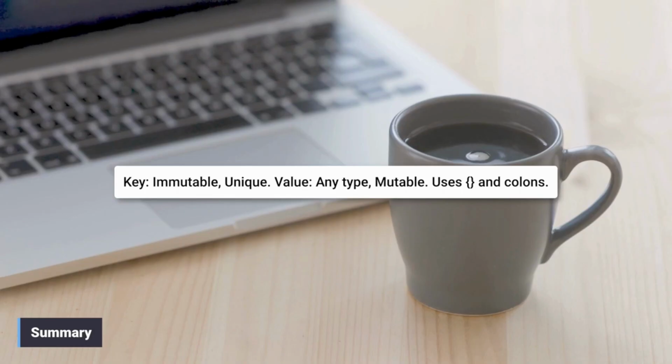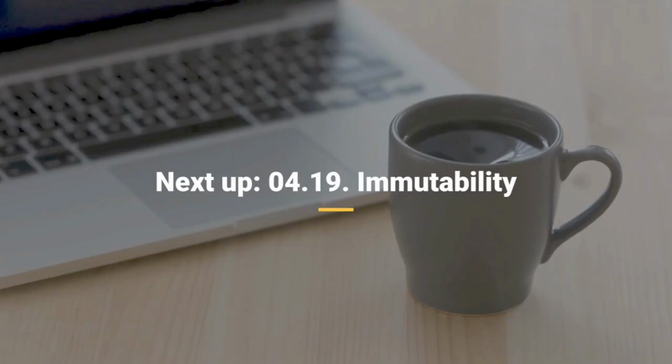To summarize, dictionaries use keys for lightning-fast retrieval, are mutable for easy modification, and are ideal for modeling real-world objects where data points have descriptive labels. In our next lecture, 04.19, Immutability, we will delve deeper into the concept of immutability and why it is a core feature in Python's design. See you there.